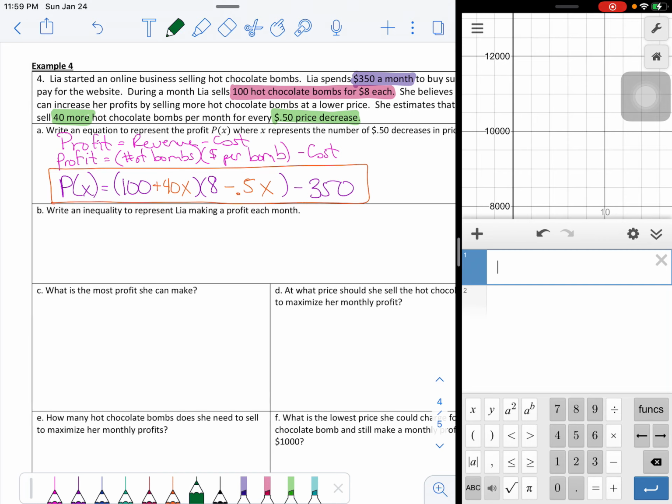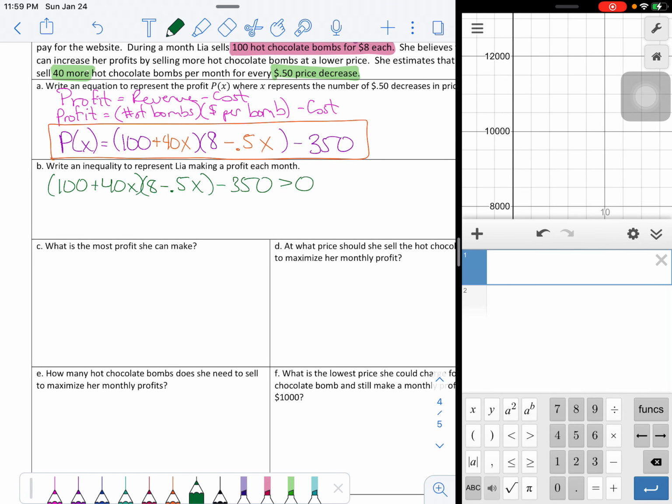The profit inequality is the exact same thing, but we want this to be, whoops, let me get a minus sign going there. So minus 0.5x minus 350 is greater than 0. So any amount of money greater than 0 would represent her profit for the month. All right, so remember, it's revenue minus cost. So what is the most profit she can make?